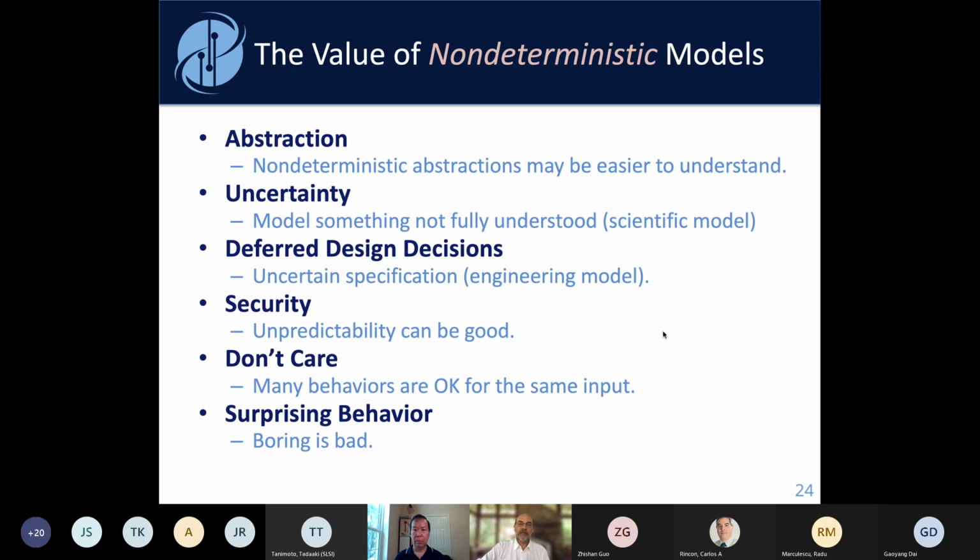So this concept of uncertainty and deferred design decisions, these are really two different kinds of uncertainty, and they're mirror images of one another. Now, there's other situations in which non-deterministic models are also valuable. So, for example, in the world of security, unpredictability can be good. You can also have engineering models where many behaviors are okay for the same input. So you want to be explicit about don't care conditions. So non-deterministic models can be useful for that. And then you might want surprising behavior. So for example, if you're trying to make conversational agents that interact with human beings, you don't really want them to be boring. So if you want unpredictable behavior and surprising behavior, non-determinism could be a useful tool.